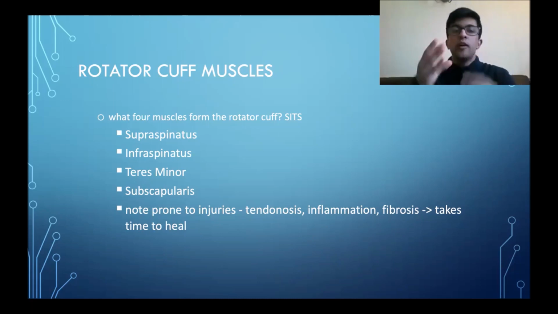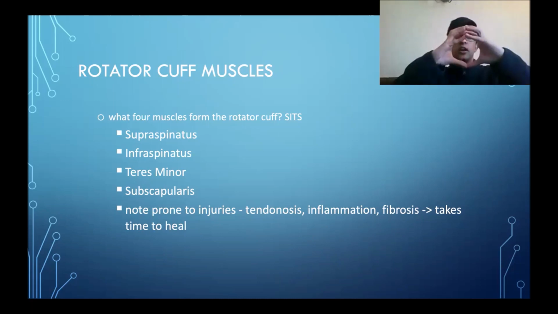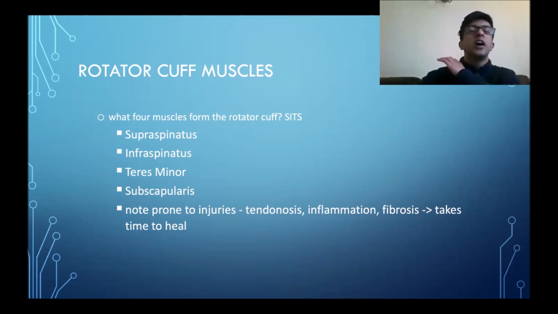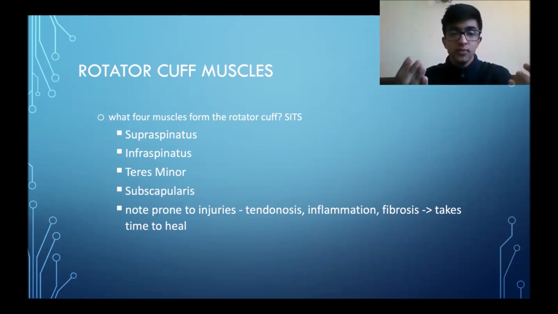These 4 muscles form a circular cuff, and they allow a little bit of movement and also stability around the glenohumeral joint. But the idea is that this region is prone to injuries, and I've listed these here: tendinosis, inflammation, and fibrosis. Because of the nature of the injury, it takes time to heal. Next slide, please.